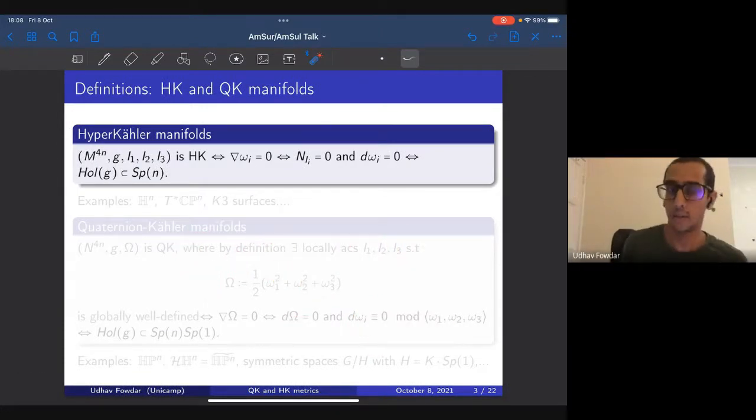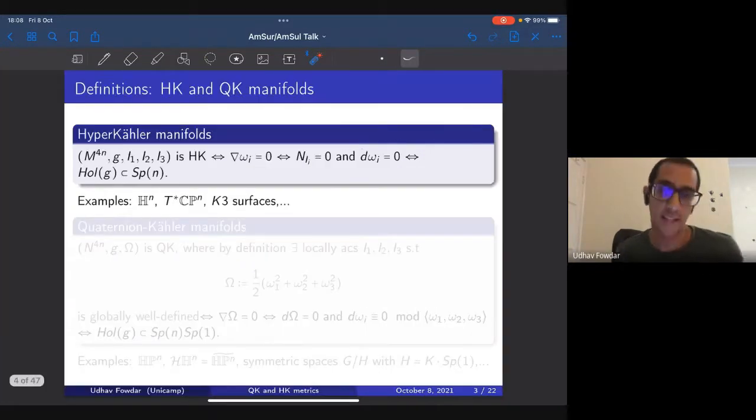And this data is called a hyperKähler manifold if the associated two forms, obtained by pairing the metric and the complex structure, are covariantly constant with respect to the Levi-Civita connection. A neat way of characterizing the same thing is to say that the Nijenhuis tensor of the complex structures vanishes and the two forms are closed. And a more economical way of saying the same thing is that the holonomy group of the underlying metric is contained inside Sp(n), the compact symplectic group. So this is fairly well known.